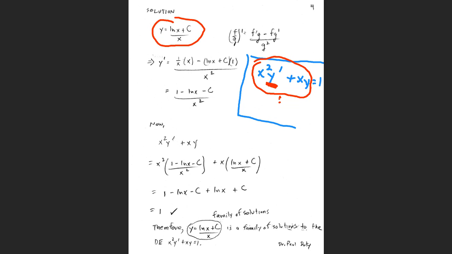And since this function y, which is the log of x plus c divided by x, is a quotient, we have to use the quotient rule, right? This is the quotient rule for finding a derivative. And we do that here. And when I simplify it, I find out that the derivative of y is equal to 1 minus the log of x minus a constant divided by x squared.